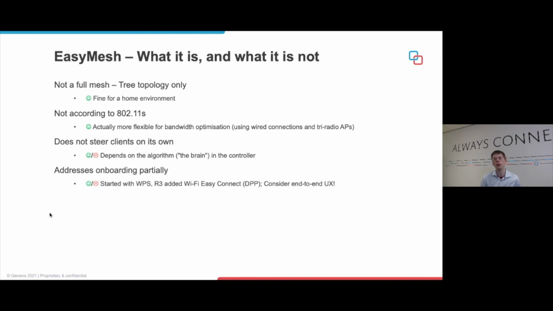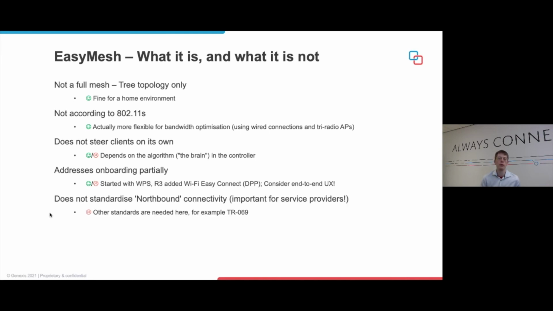The point to make here is that while EasyMesh addresses the onboarding from the Wi-Fi point of view, there is a bit more to the whole user experience to make it easy. And so you do want to make sure you also consider the end-to-end user experience, or the user experience in the wider context, that I will talk about a little bit in a minute.